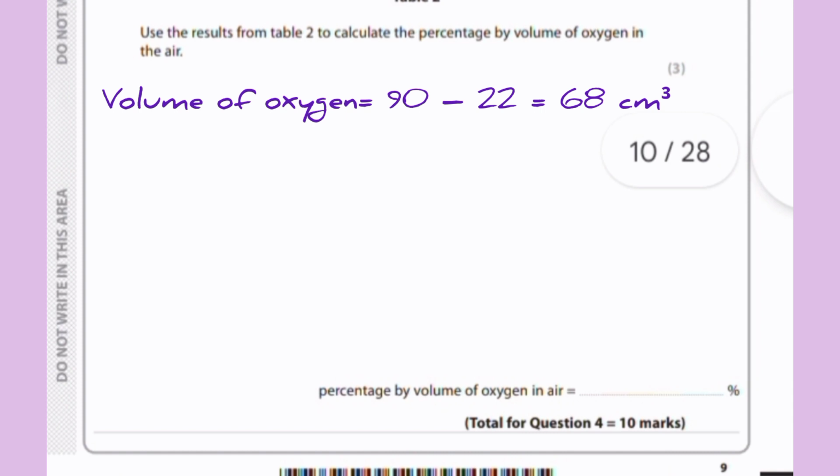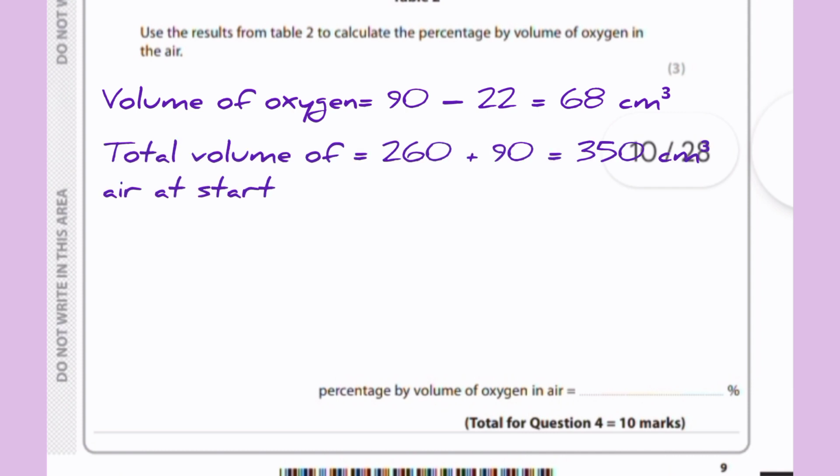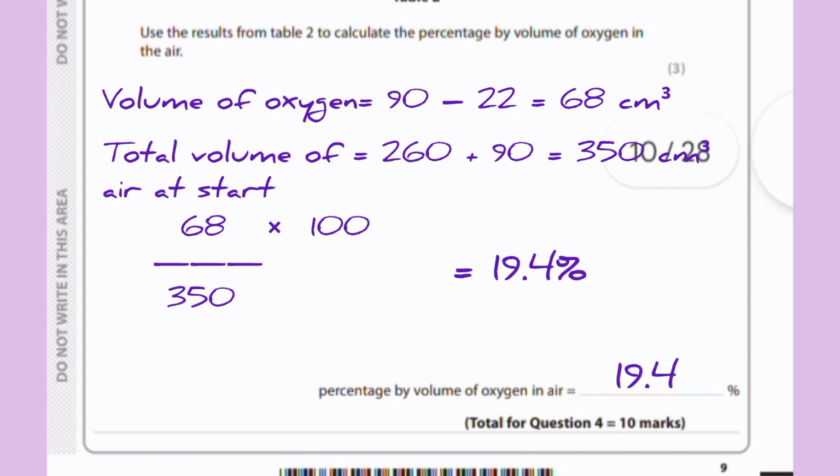We also need to know the total volume of air at the beginning, and that is the total volume that was in the conical flask, glass tube, as well as the syringe. So for that, we need to add 260 plus 90, which gives us 350. So we will multiply 68 by 100, and we will divide by 350, which gives us a value of 19.4%.